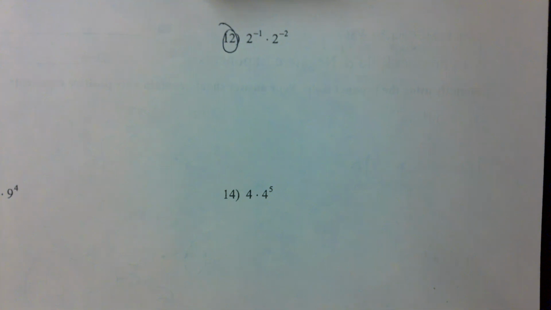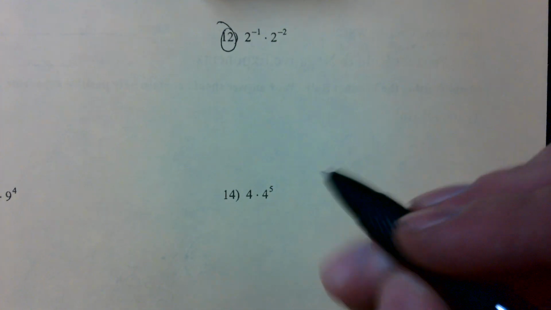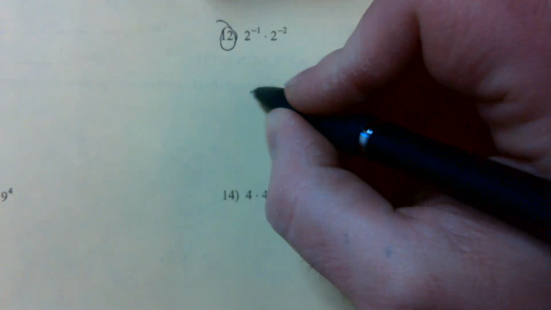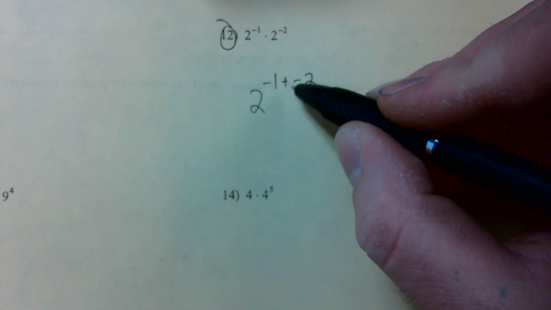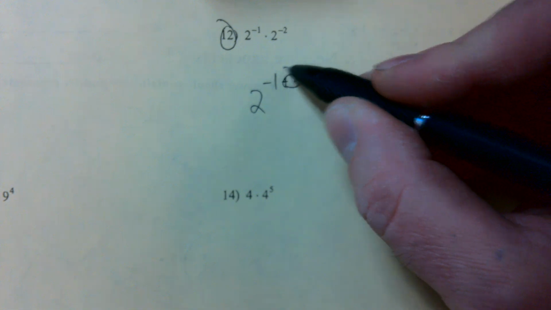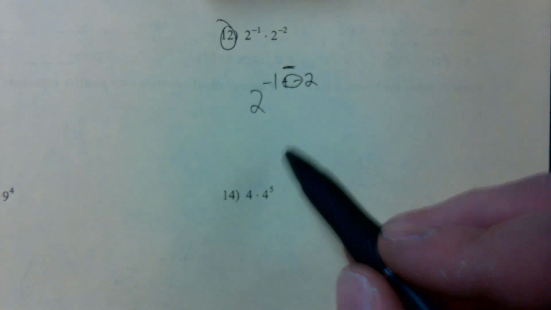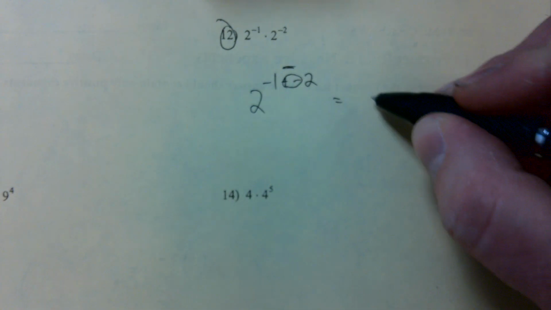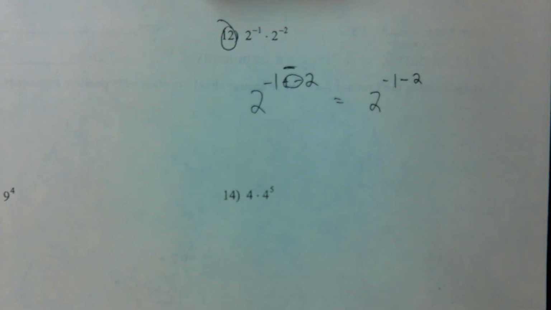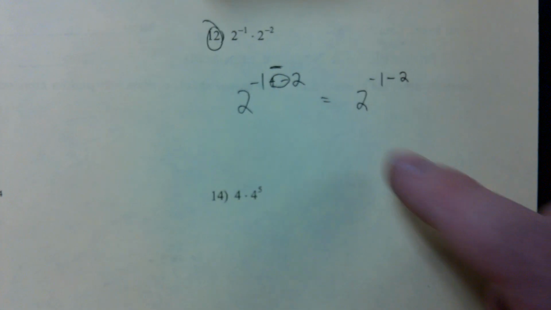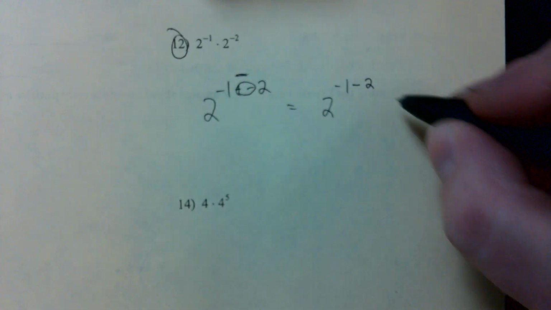Number 12. Ooh, now this one's interesting because we got a double negative here. But contrary to what you may think, we're not going to get a positive. So my big base is 2. I got -1 plus -2. This plus and this minus turn into one big minus. So I'm going to rewrite this so it's a little bit nicer. -1 minus 2. Okay?